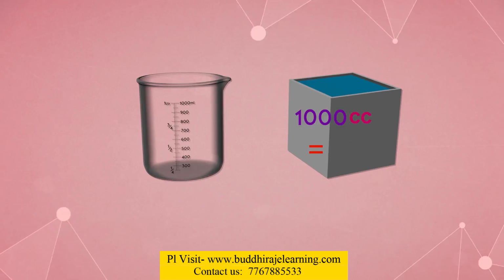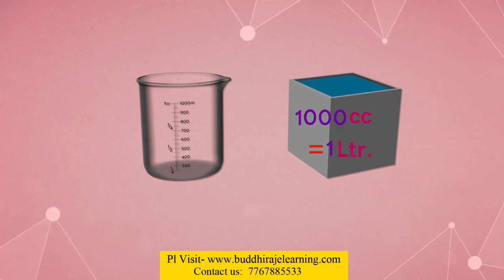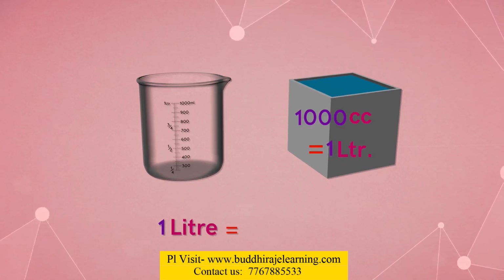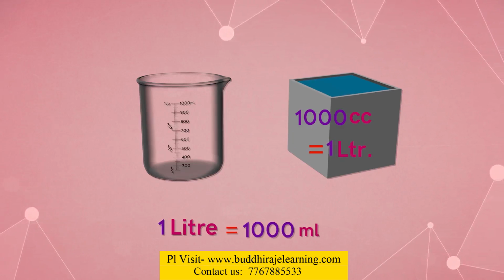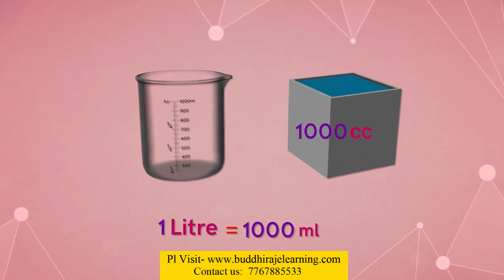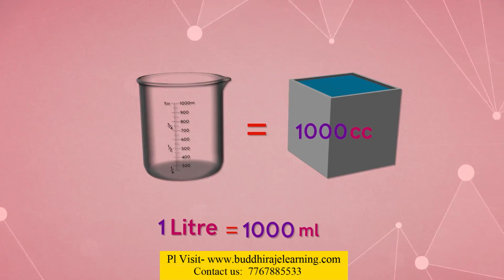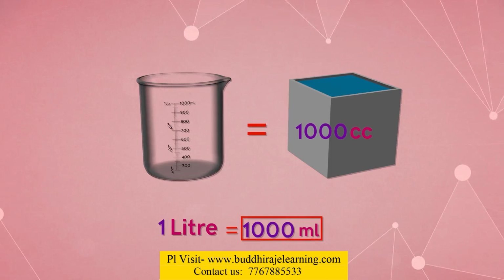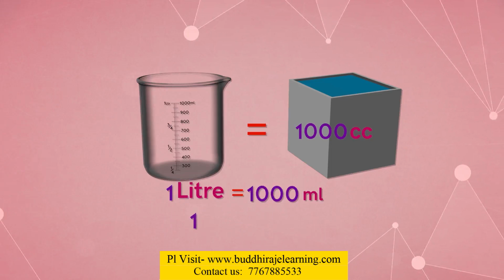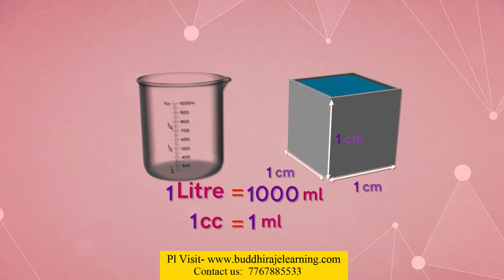This volume is called 1 liter. Now we know that 1 liter is equal to 1000 milliliters. Therefore, 1 liter is equal to 1000 cubic centimeters, which is equal to 1000 milliliters. Hence we get 1 cubic centimeter is equal to 1 milliliter. Hence, the volume of water filled in a cube of side 1 centimeter is 1 milliliter.